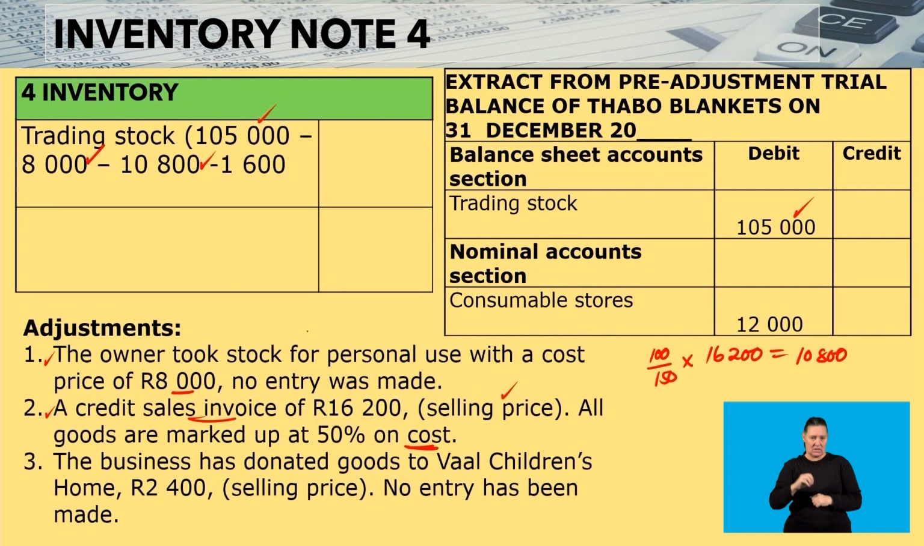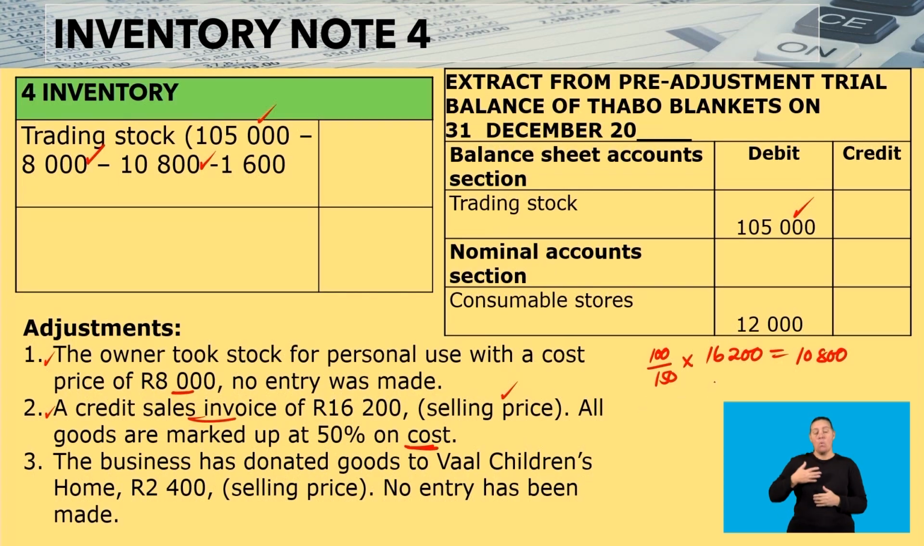So I'll therefore come here and say minus 10.8 to decrease my inventory because there is a sale of goods that was not recorded. The next one then reads, the business has donated goods to Vow Children's Home, that is 2,400. That is the selling price, no entry has been made.